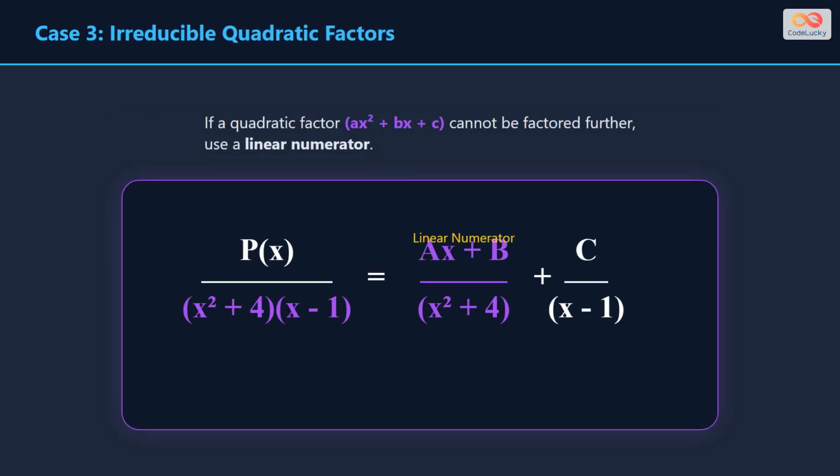Occasionally, you will find a quadratic factor in the denominator, like x squared plus 4, which cannot be factored any further using real numbers. We call this an irreducible quadratic. When setting up the decomposition for these, the numerator cannot just be a constant. Instead, it must be a linear expression, typically written as Ax plus B.